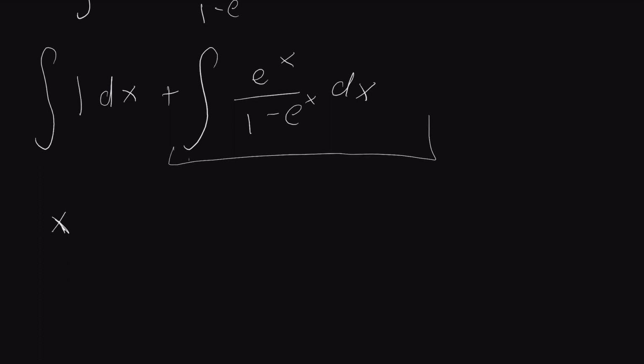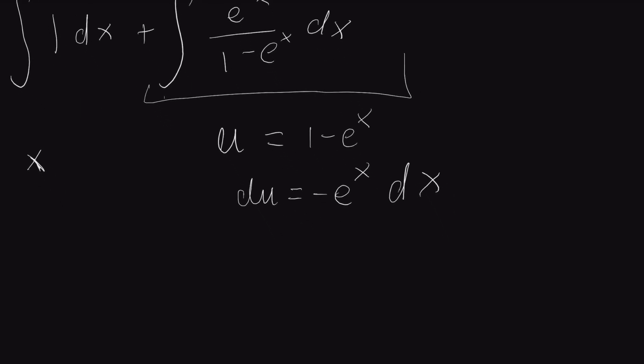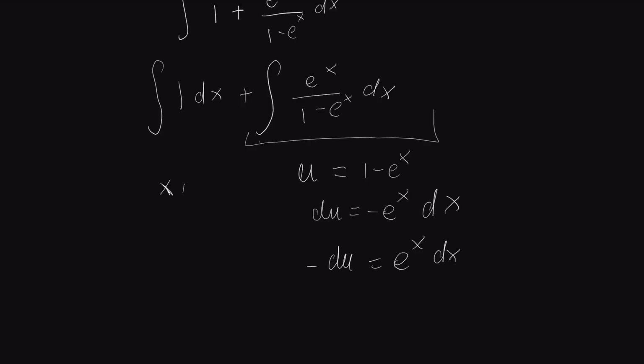So let's do some substitution. If we let u equal 1 minus e to the x, then du is equal to negative e to the x dx. And e to the x dx is negative du. So I can write this integral as the integral of 1 over u times negative du. If I bring the negative out of the integrand, what I get is x minus the integral of 1 over u du. And from then on, it becomes really simple to solve this integral.